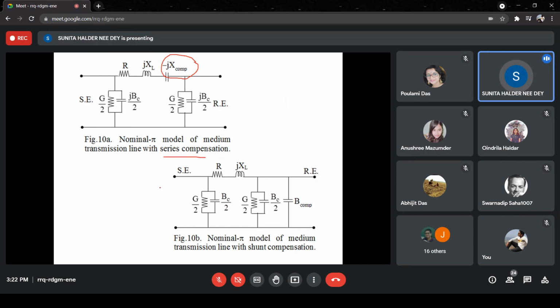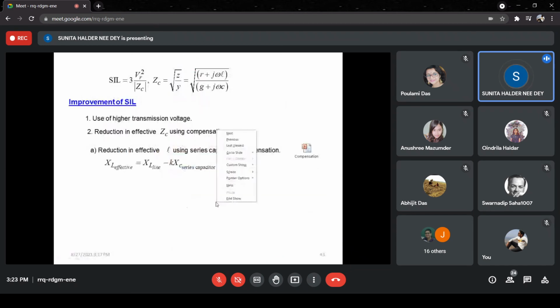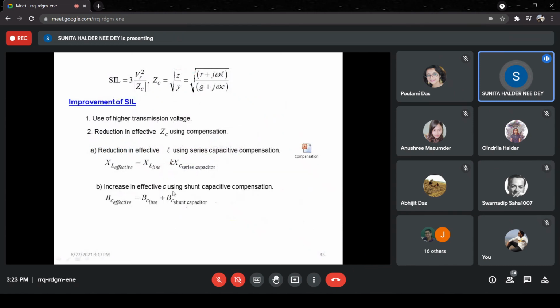Along with that, if we want to increase C, then what do we have to do? We have to insert more capacitors in parallel, because parallel combinations of capacitors are additive. So in that case, we shall add it in parallel. That is called shunt compensation. So using series or shunt compensation, we can improve the SIL. So we increase the C by using shunt capacitive compensation. So both these ways are possible.